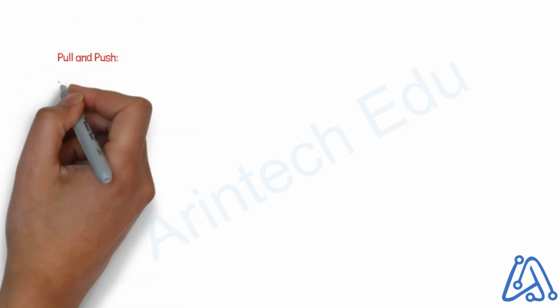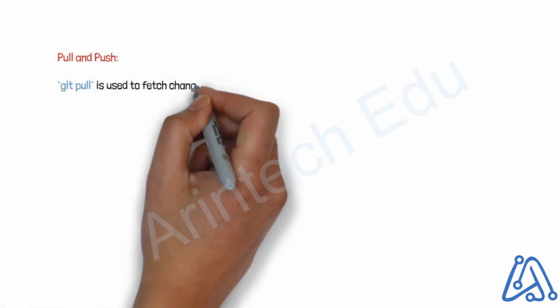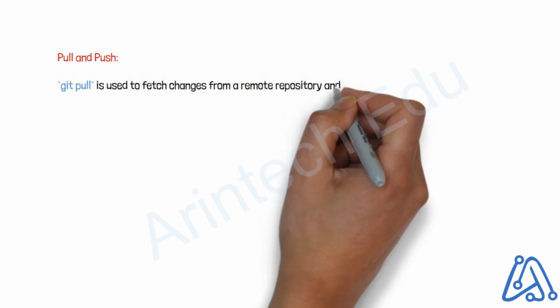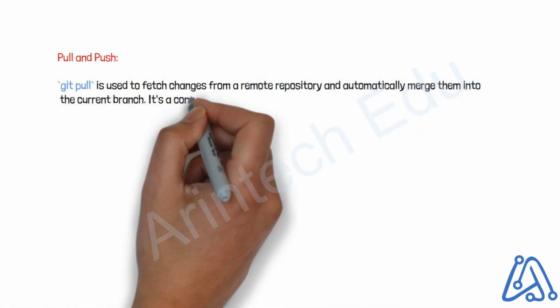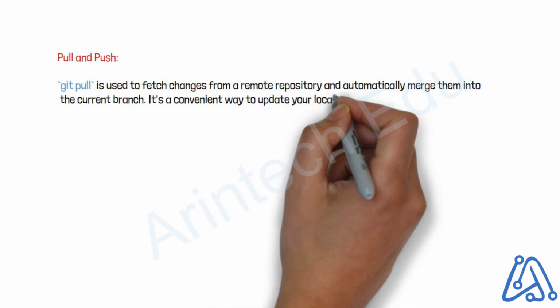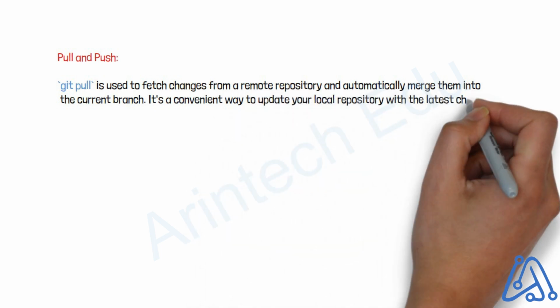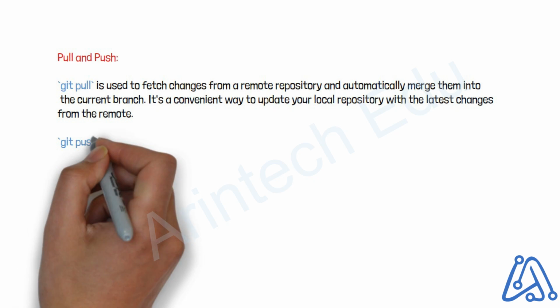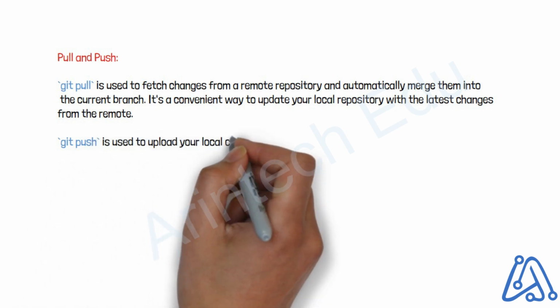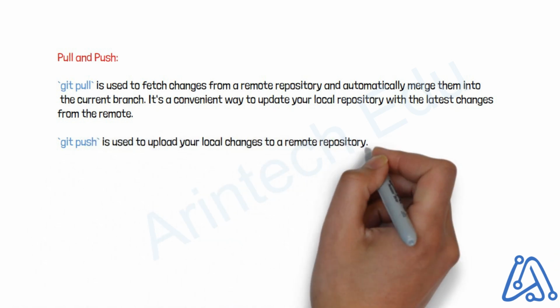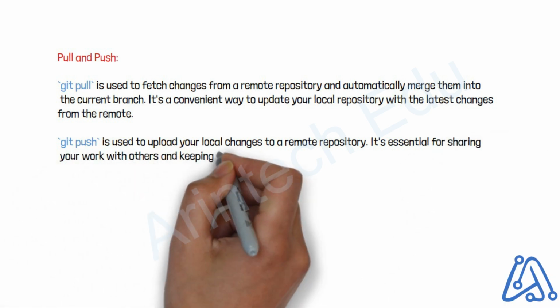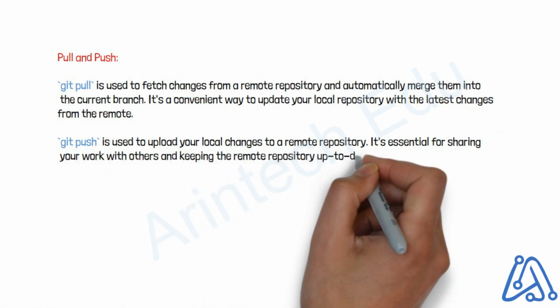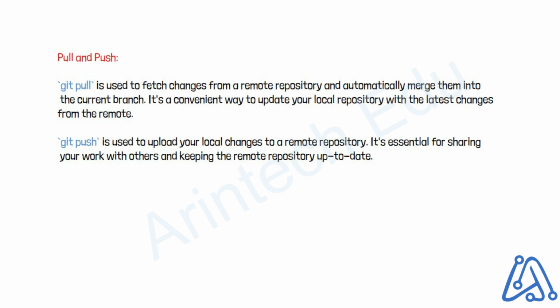Pull and push. Git pull is used to fetch changes from a remote repository and automatically merge them into the current branch. It's a convenient way to update your local repository with the latest changes from the remote. Git push is used to upload your local changes to a remote repository. It's essential for sharing your work with others and keeping the remote repository up to date.